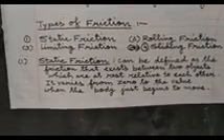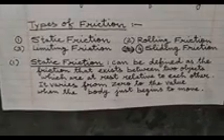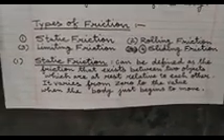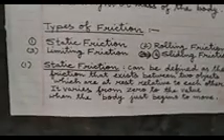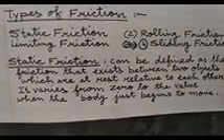So let us begin with the first type of friction, that is static friction. How can you define static friction? Static friction can be defined as the friction that exists between two objects which are at rest relative to each other.